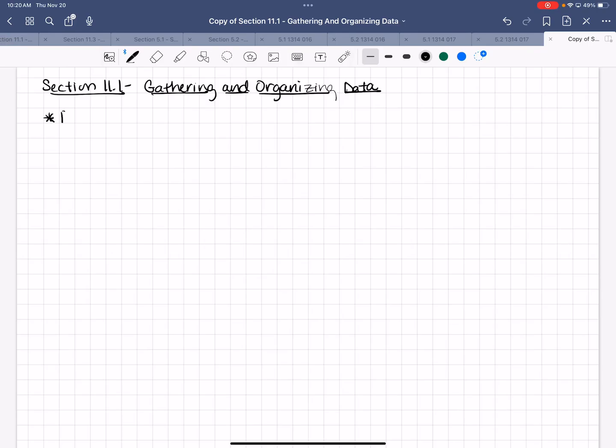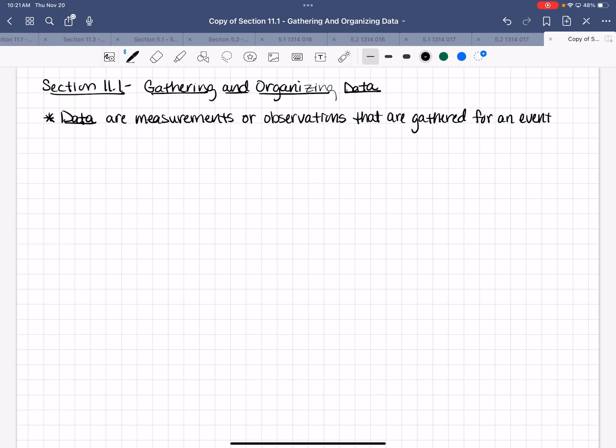We're going to start off with a few definitions. Data are measurements or observations that are gathered for an event under study. Okay.